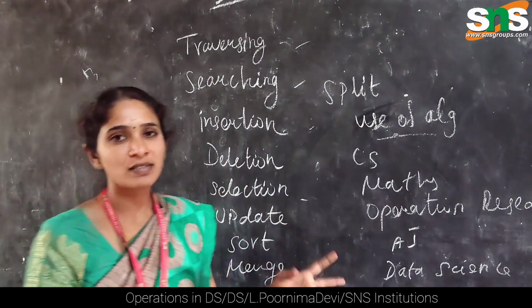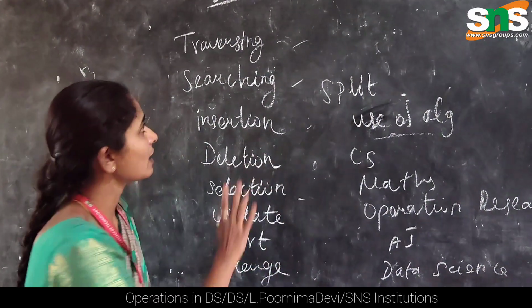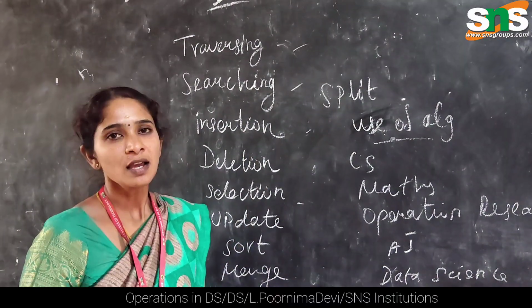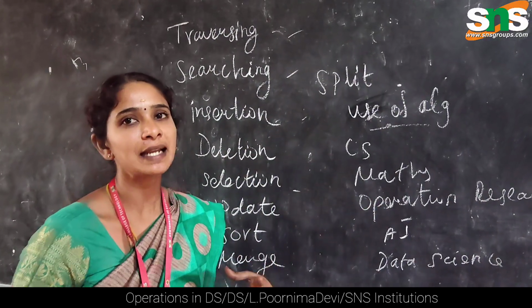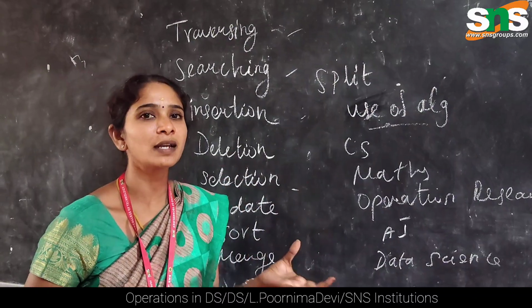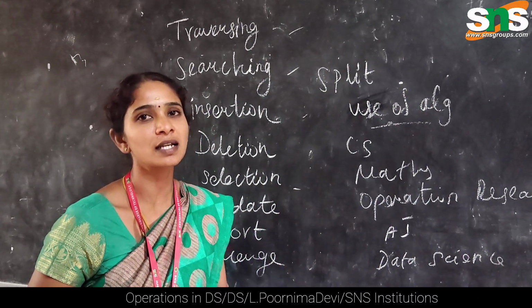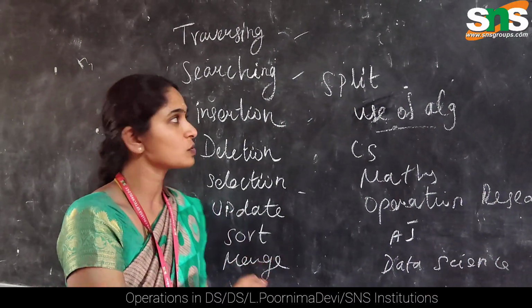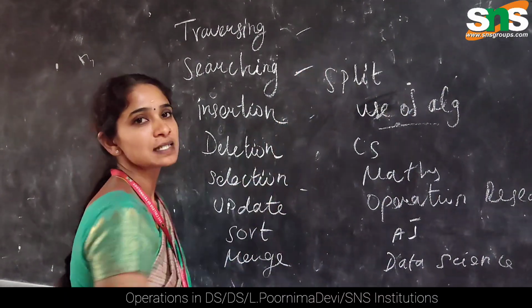The first one is traversing. Traversing means we go through all the data which we have stored. We have stored n number of data in the memory space, so we can see all the data using traversing. And searching means that in the stored data we are given information about a particular data item to search for, using the name of that particular data. These are the searching operations.